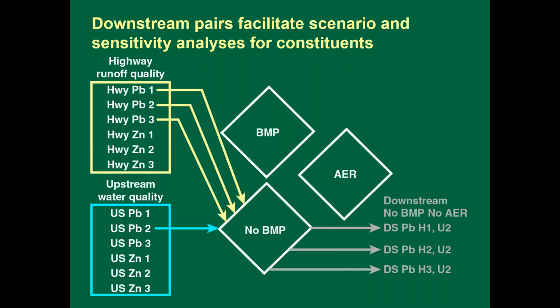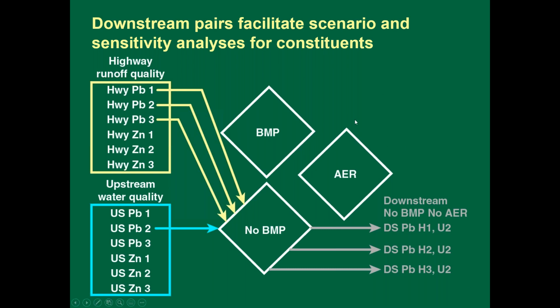Okay, the last part of simulating water quality in SELDM is using the downstream pair. What the downstream pairs methods in SELDM allow you to do is come up with different combinations of highway runoff quality and upstream runoff quality and pair those up to get different answers for the different combinations.